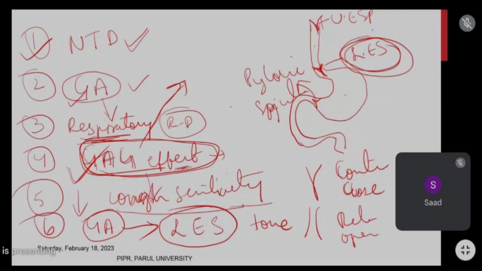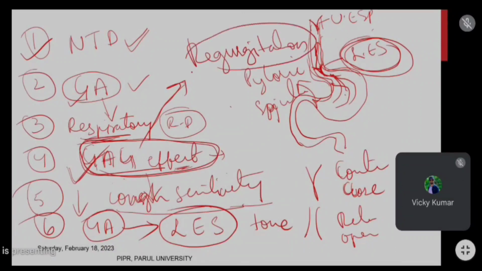Then what happens? Can anyone tell me the answer? What happens if the lower esophageal sphincter is relaxed? Anybody from the class? GERD, very good. Gastroesophageal reflux will occur. The gastric content, the acidic content, all the acid, will flow back into the esophagus, which is called regurgitation, which will further cause chest pain, chest burning sensation, vomiting, and aspiration, a very dangerous condition. Understood? This is the sixth general principle of anesthesia.